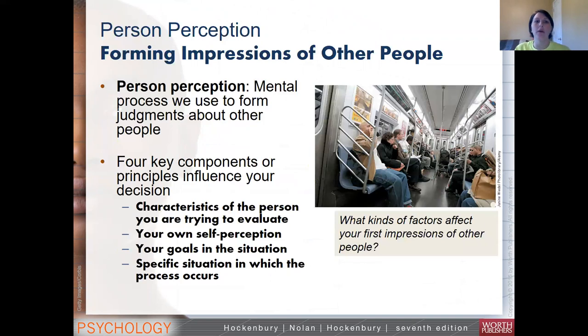Now, when we talk about person perception, this is the process that we use in order to figure out how other people are working and how we form these judgments and impressions of other people. And there are some key components to how we form these impressions and then how we decide to behave.